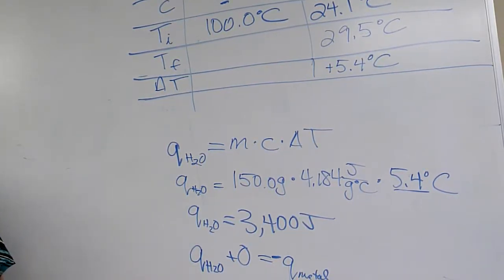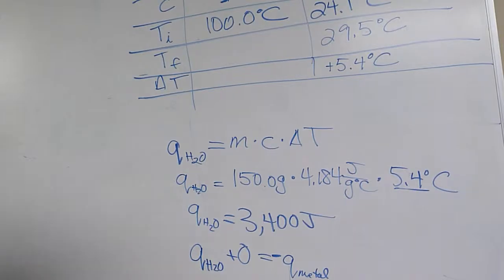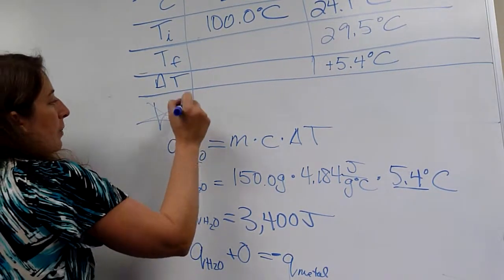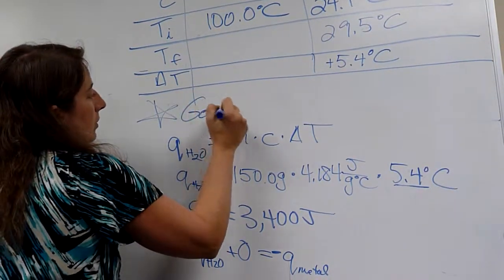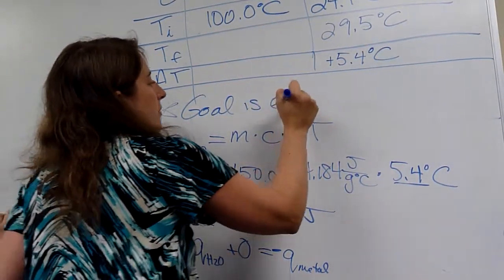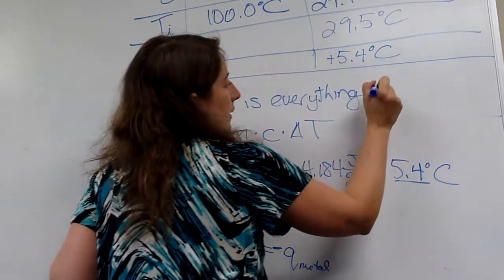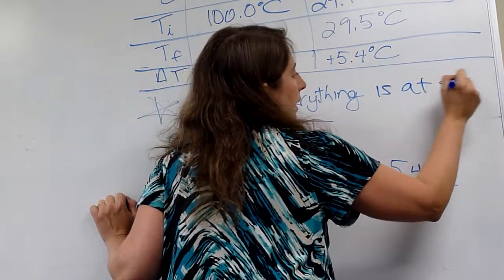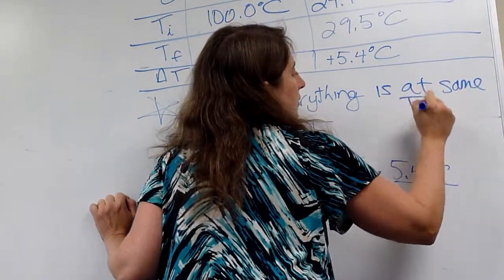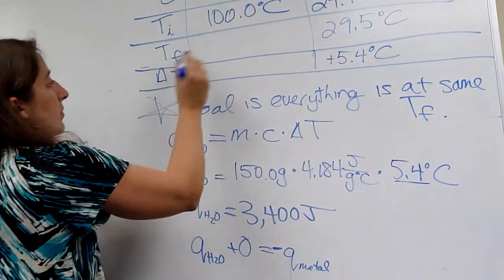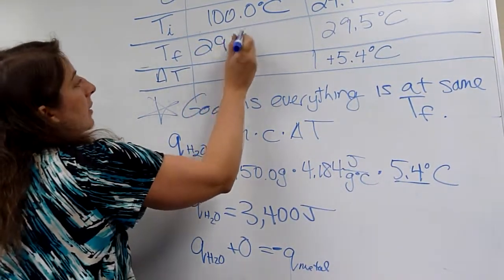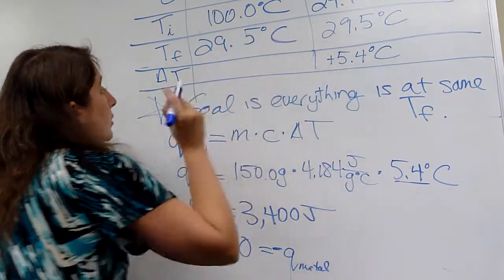Yes, that is always true. That's the goal here. Key point: the goal is everything. The experiment's not over until everything is at the same T final. So temperature final is always the same for every single thing in a calorimetry problem.